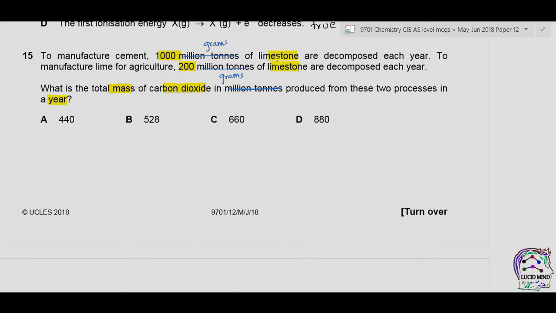Let's write a balanced equation for the decomposition of limestone. Limestone is calcium carbonate. It decomposes at higher temperature to form calcium oxide and carbon dioxide gas. The equation is already balanced, so we have 1 mole of calcium carbonate that produces 1 mole of CO2. Now in the question we have 1000 grams of limestone and 200 grams of limestone, so in total we have 1200 grams present. The mass of carbon dioxide is to be calculated.